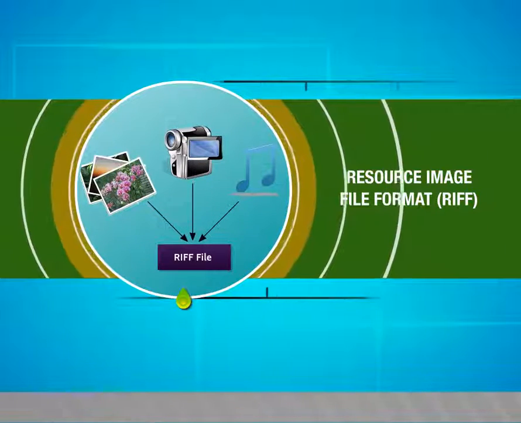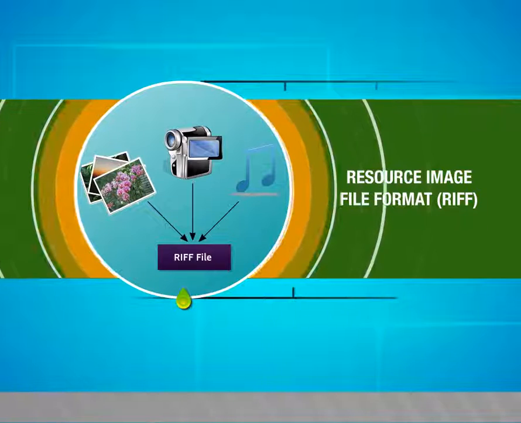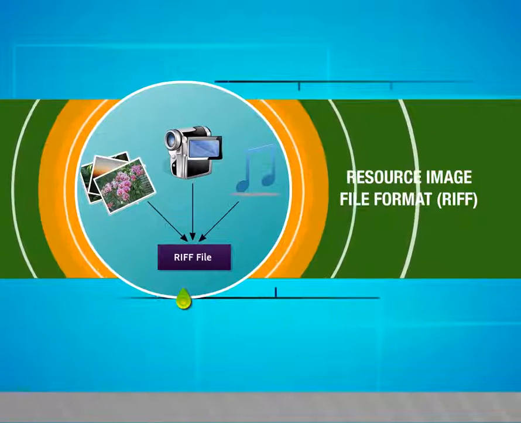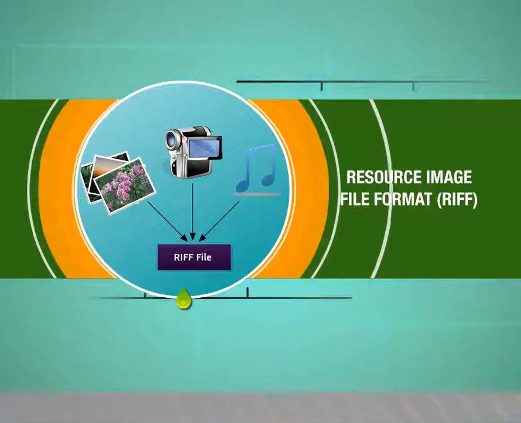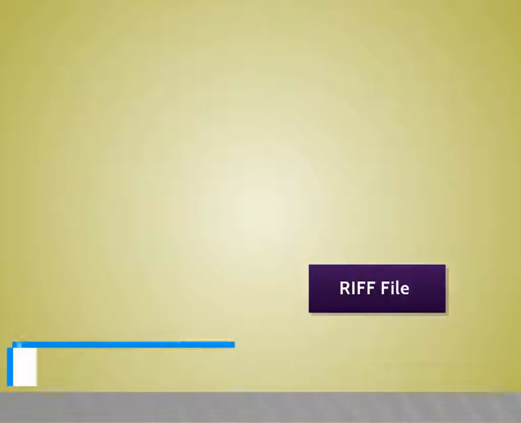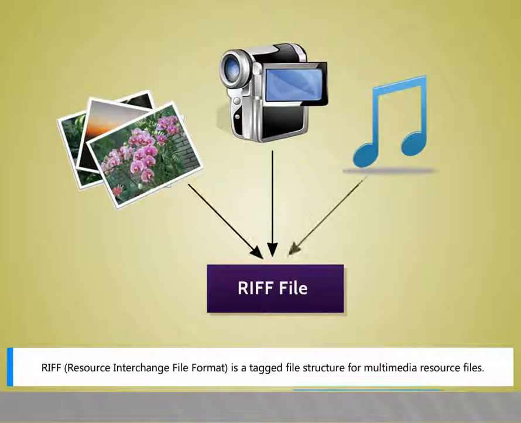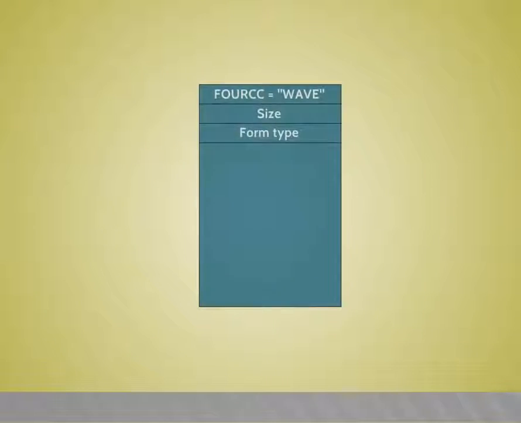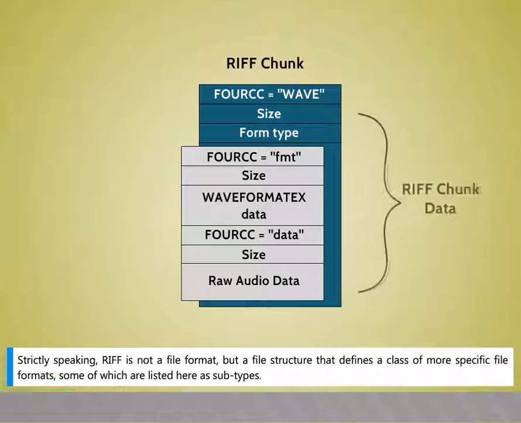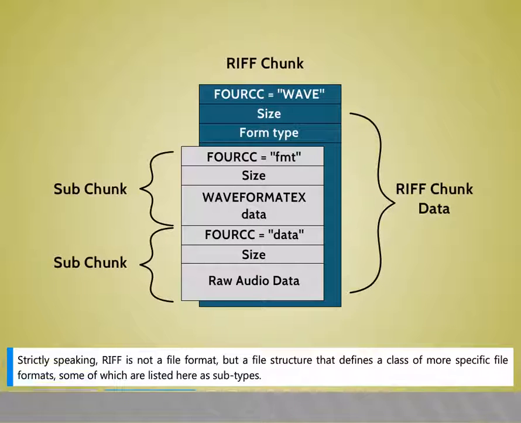Resource Interchange File Format, that is RIFF. In this video, we are going to see about Resource Interchange File Format, that is RIFF. RIFF is a tagged file structure for multimedia resource files. Strictly speaking, RIFF is not a file format, but a file structure that defines a class of more specific file formats, some of which are listed here as subtypes.